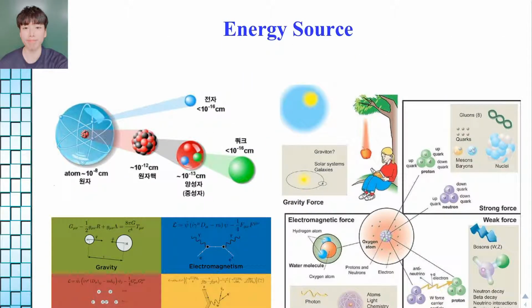This is the energy source. An atom is made up of an atomic nucleus, protons, and electrons and quarks. And these are gravity, electromagnetism, strong, weak. The order of power is first strong, second electromagnetism, third weak, and fourth gravity.